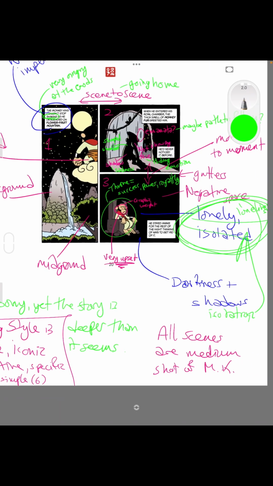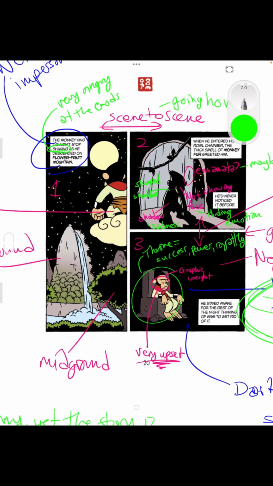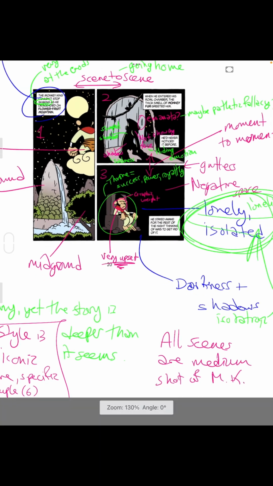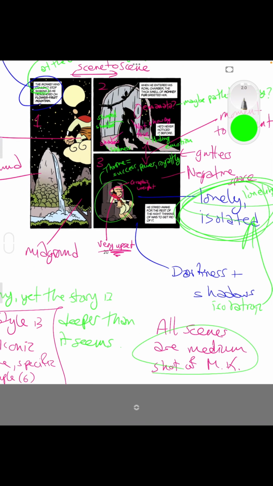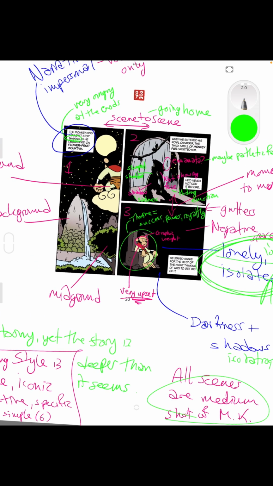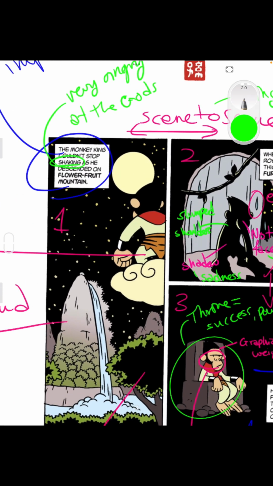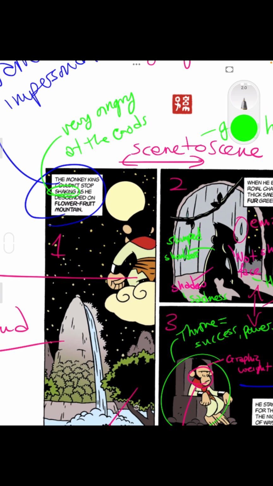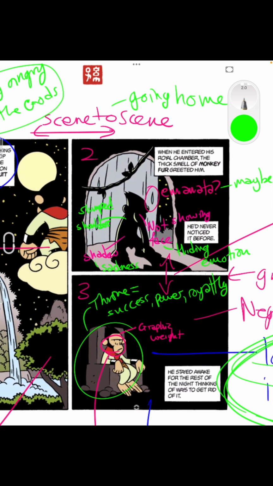And what do I mean by that? Let's get into it. So we have this scene where we know that these panels are medium shots of the Monkey King. So we're getting this objective view of him coming home, totally without saying anything. But let's look at the words. The Monkey King couldn't stop shaking as he descended on Flower Fruit Mountain. So again, my first assumption there is he's very angry at the gods. Then the second panel: when he entered his royal chamber, the thick smell of monkey fur greeted him.